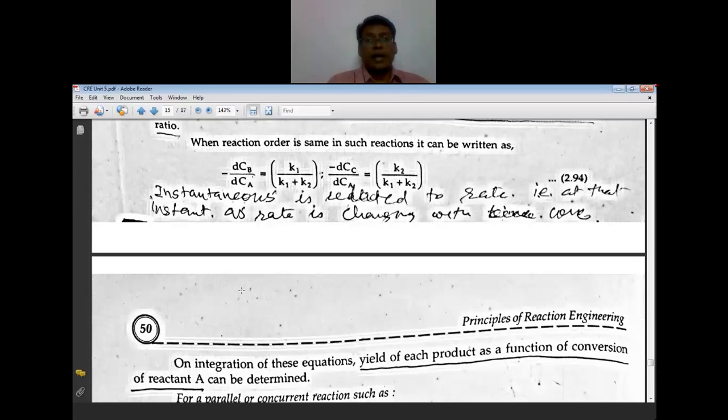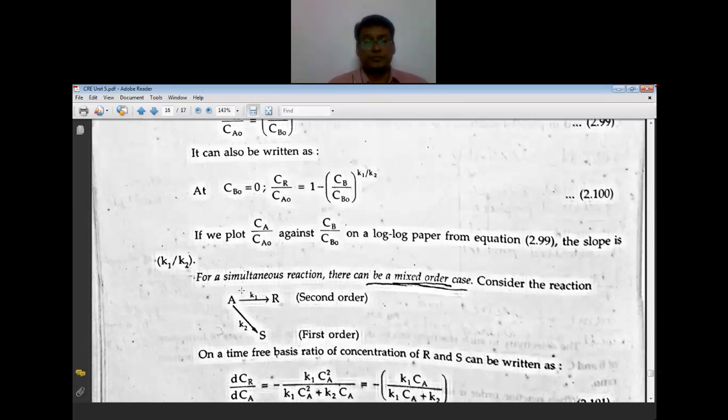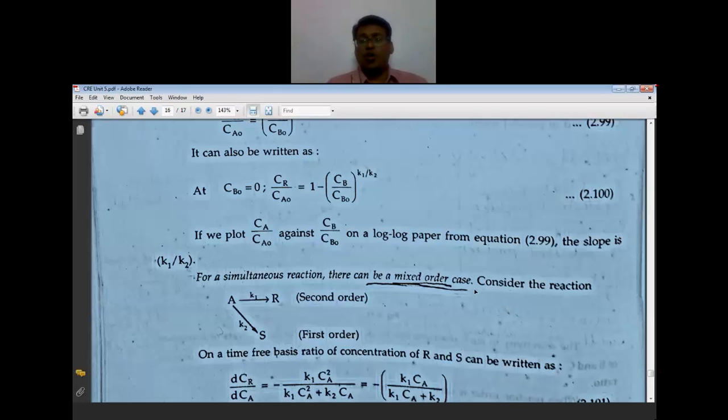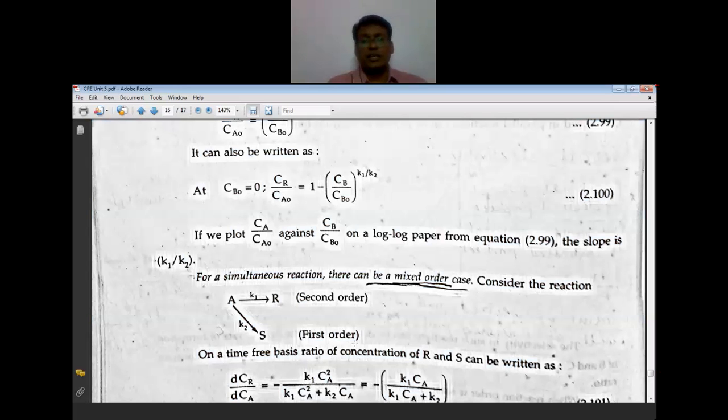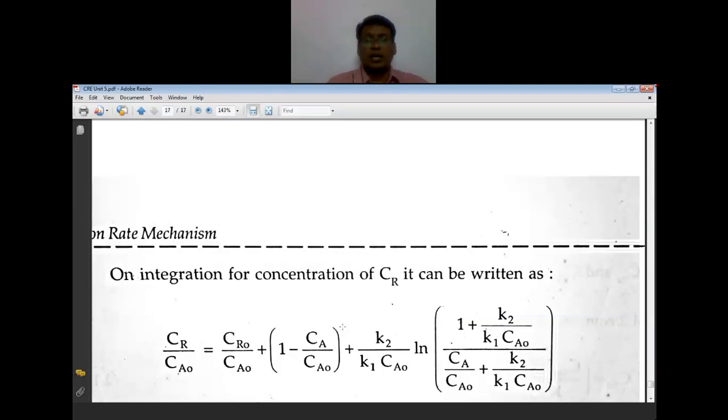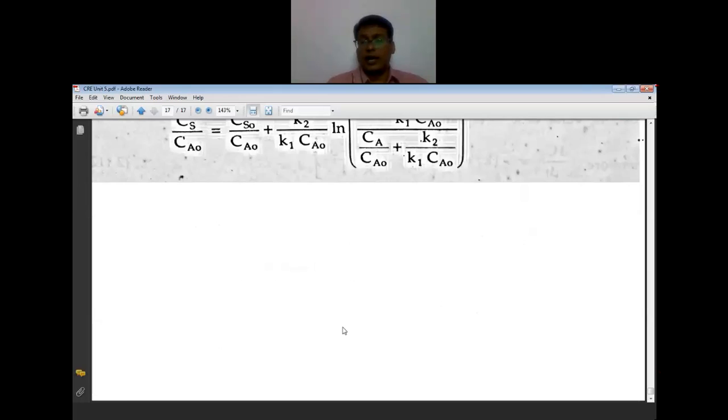When the reaction order is the same, in such reactions it can be written as minus dCB upon dCA, which is equal to. Now this is the second derivation. For instantaneous selectivity, there is a mixed order case. That is, one is a first order reaction and the second is a second order reaction. So what will be the rate constants and the other things that will be there?